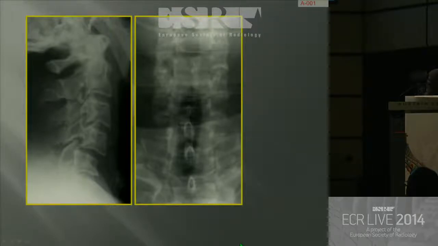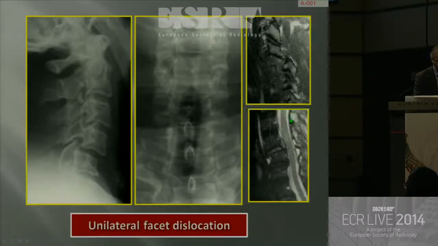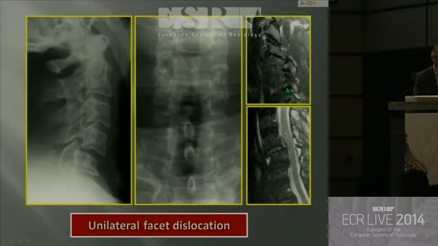Plain films can still be used for the spine, although so many departments go straight to CT. Here you see the classic bow tie effect of the unilateral dislocation and the alignment of the spinous processes being shifted in the upper cervical spine to the right. And so you don't need the MRI. You know that there is a unilateral facet dislocation, but the MRI is useful in order to look at the cord and to ensure that there is no cord damage at this point.